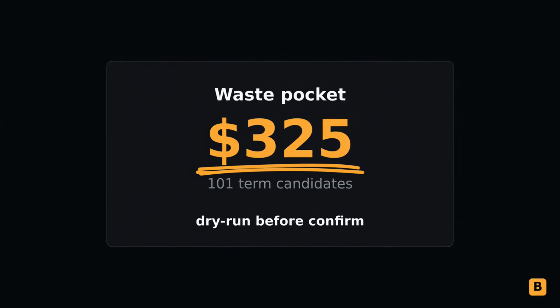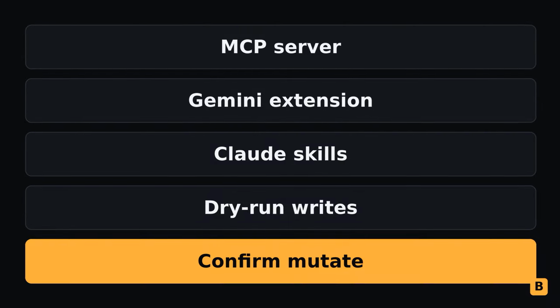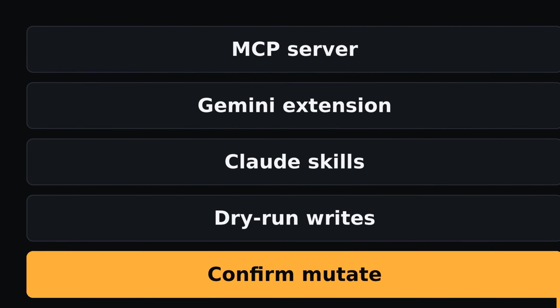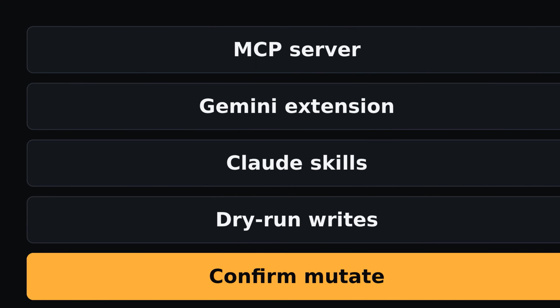Recap the path in plain order. Stand up the MCP server so the agent has real Google Ads tools. Add the Gemini extension for wide context review. Load Claude skills so ranking and negative strategy match how buyers work. Keep every write on dry run by default. Finish with confirm before mutate so nothing hits the account until you say so. 5 open pieces, 1 safe loop.